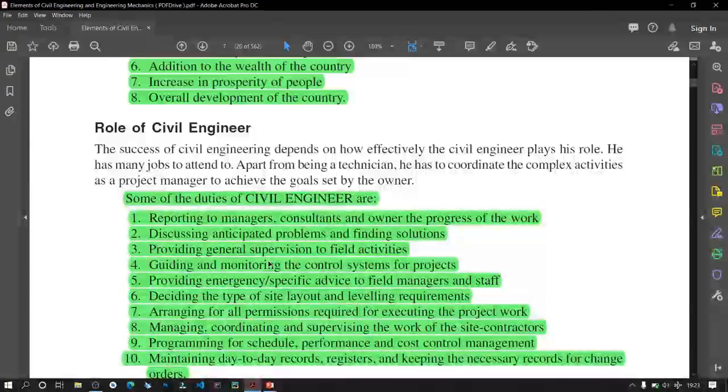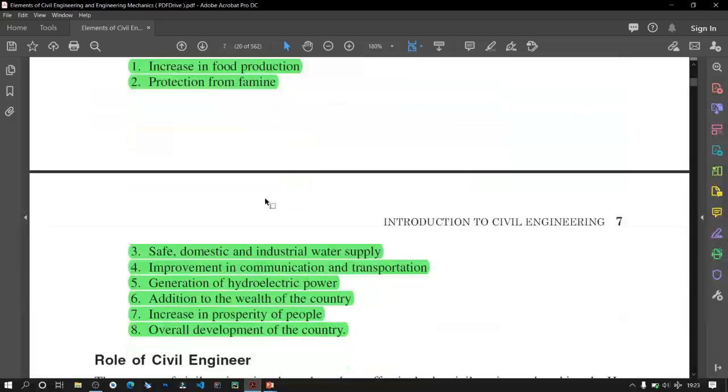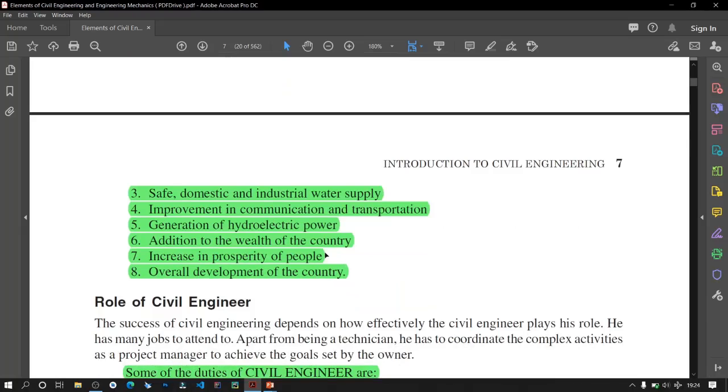Should I read? Increase in food production, like factories, and protection from famine. I don't know what famine is. Save domestic and industrial water supply, because if industry grows, the acidic water released from industry would also be made clean before releasing it.